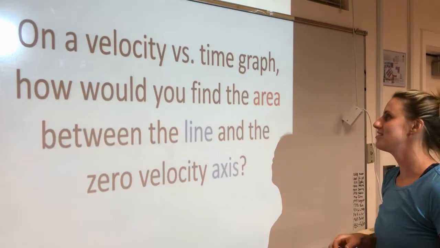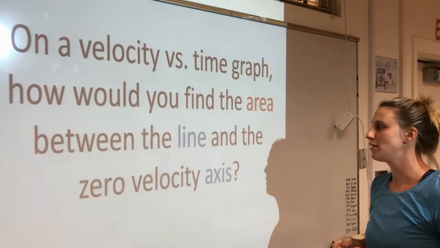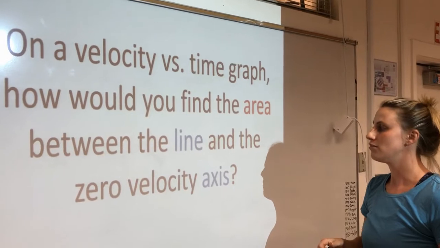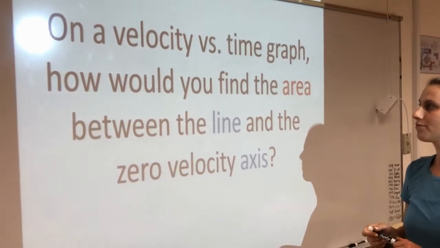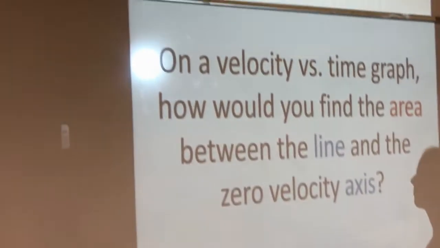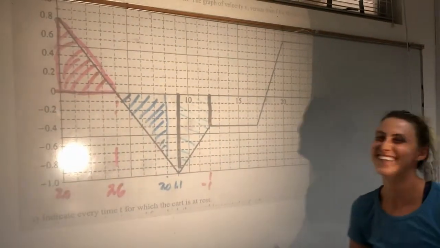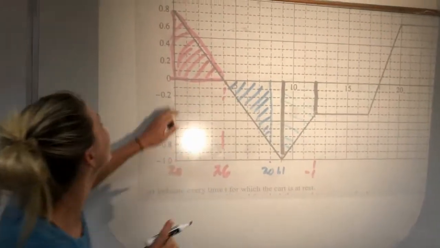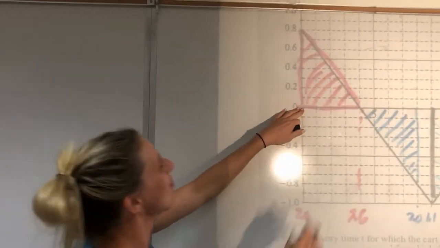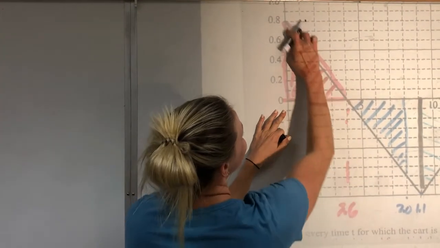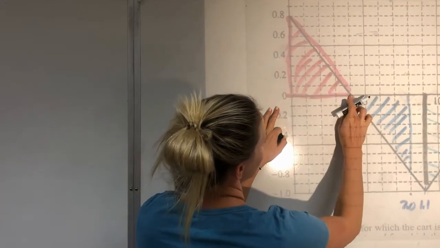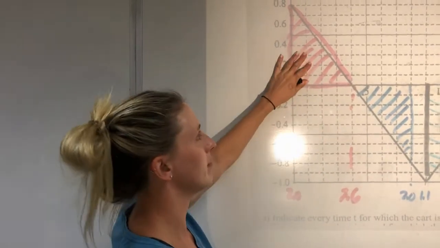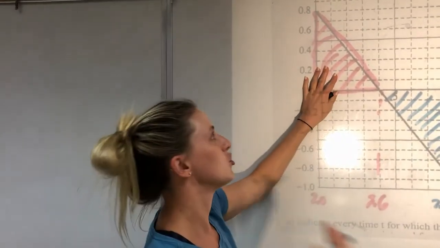On a velocity versus time graph, how would you find the area between the line and the zero velocity axis? The line being this line right here, and the zero velocity axis being this line right here. So we want to find the area of this. How do we find the area of a triangle?